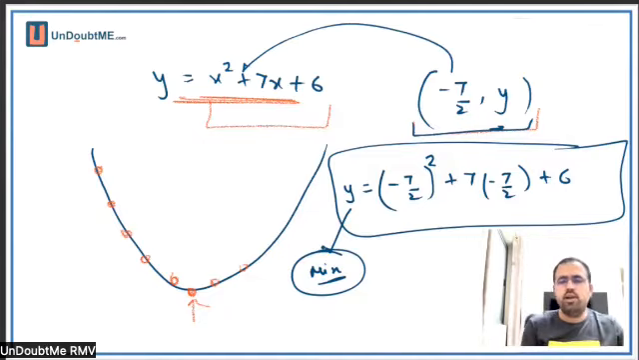Yes, sir. Why is it the minimum value? Because it corresponds to that x value, which is the x coordinate of the minimum. Clear? Yes, sir, it's clear.